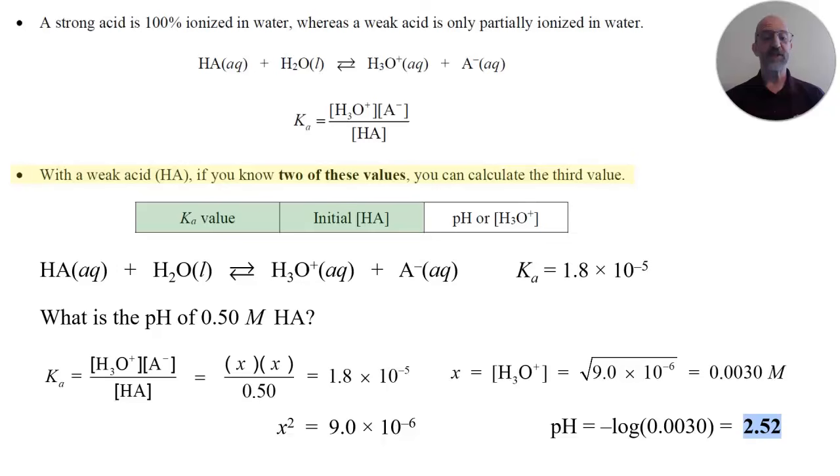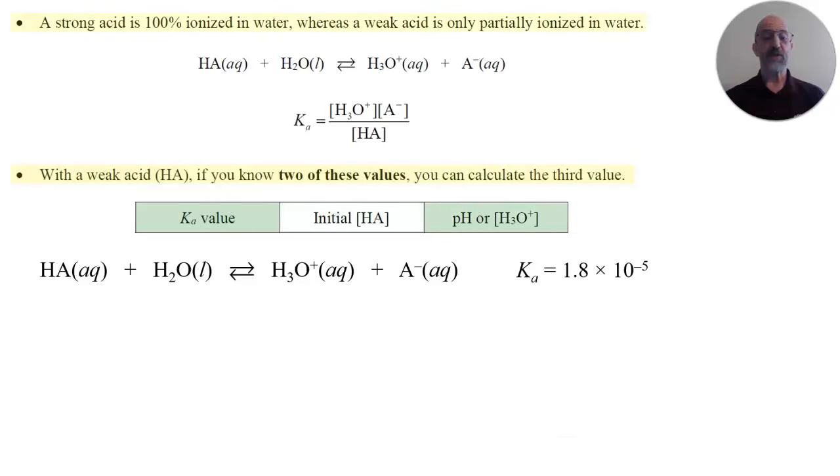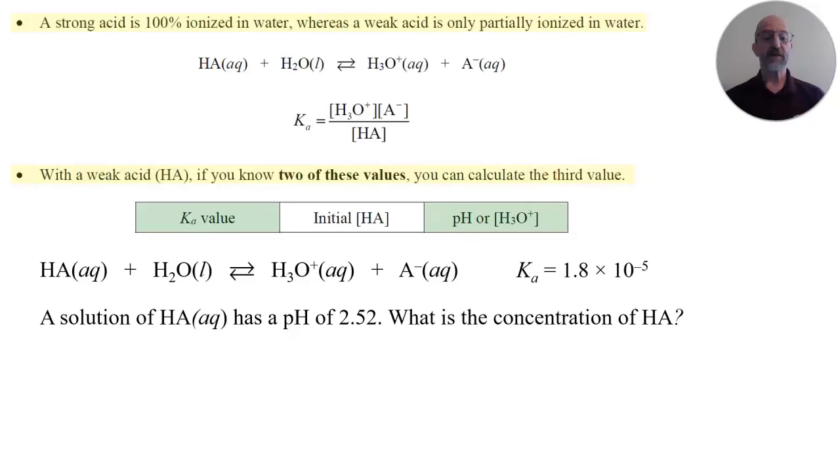Let me go ahead and switch it around. Now, suppose you're given the Ka and you're given the pH. The question might look like the following. A solution of a weak acid has a pH of 2.52, and again, the Ka value is given. What is the concentration of HA? If we know two of these three quantities, let's calculate the third that we don't know. So the 10 to the minus pH would be 10 to the minus 2.52. And so I got 0.0030 molar for my concentration of the hydronium ion.